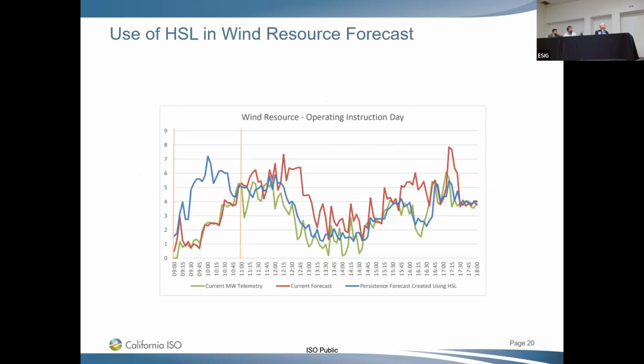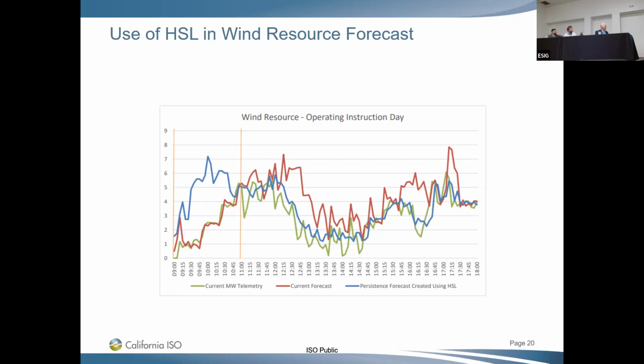This is an example of using HSL in a wind forecast as a point on a particular day. The red is flipped. Oh boy, I always do red as forecast. I flipped it. So red in this one is forecast, just to confuse everybody, including me. And then green is telemetry.